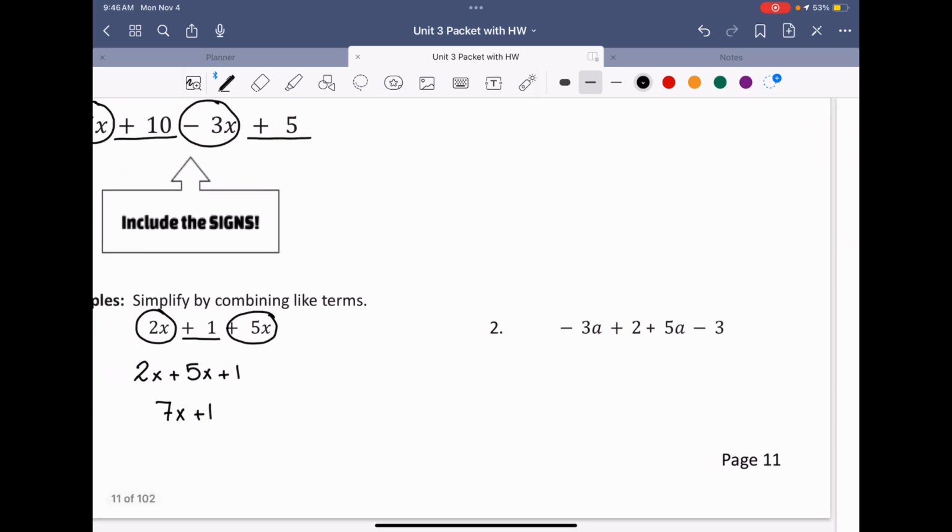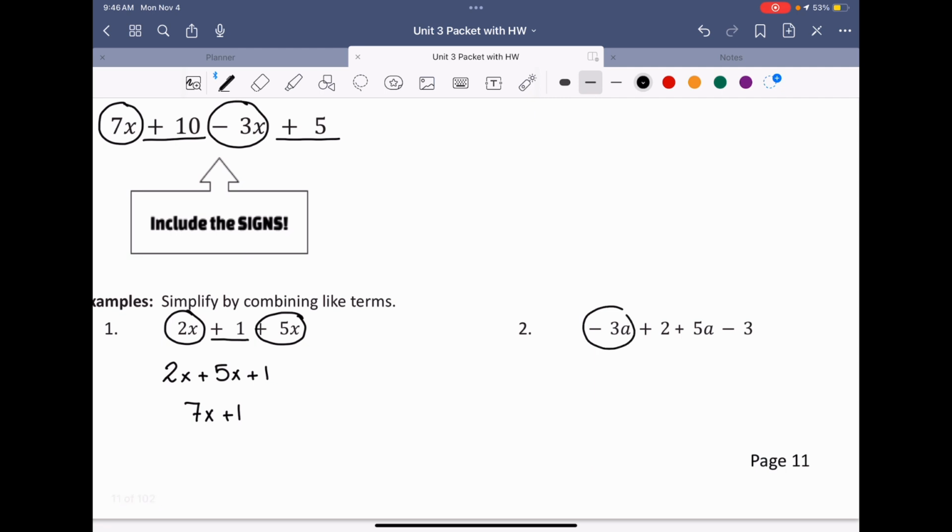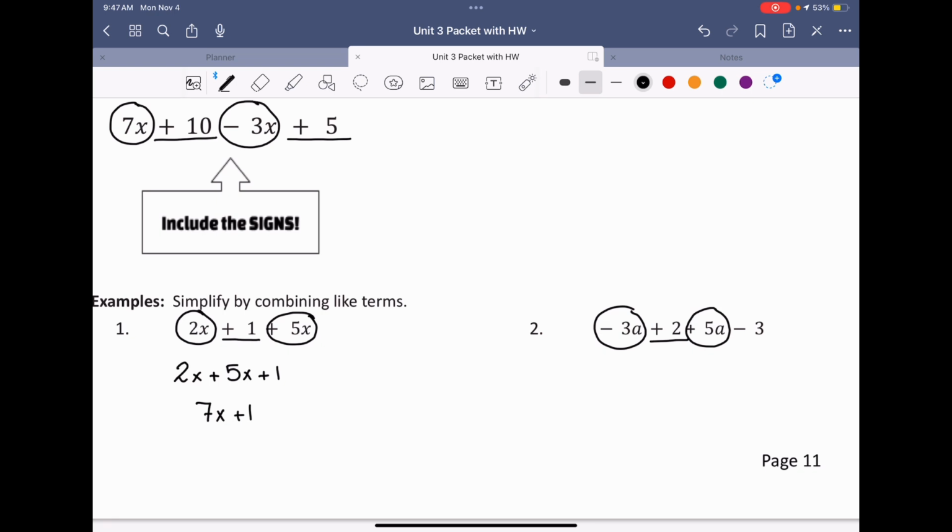Let's try another one. So I'm going to circle my terms with an a. So I have negative 3a, positive 5a, and then I've got 2 constants. And I'm going to rewrite these next to each other. Negative 3a plus 5a plus 2 minus 3. And I'm going to put these together. So negative 3 plus 5 is going to give me positive 2a. And then 2 and negative 3, so 2 minus 3 is negative 1. And this is the same as if I was to write 2a plus negative 1.